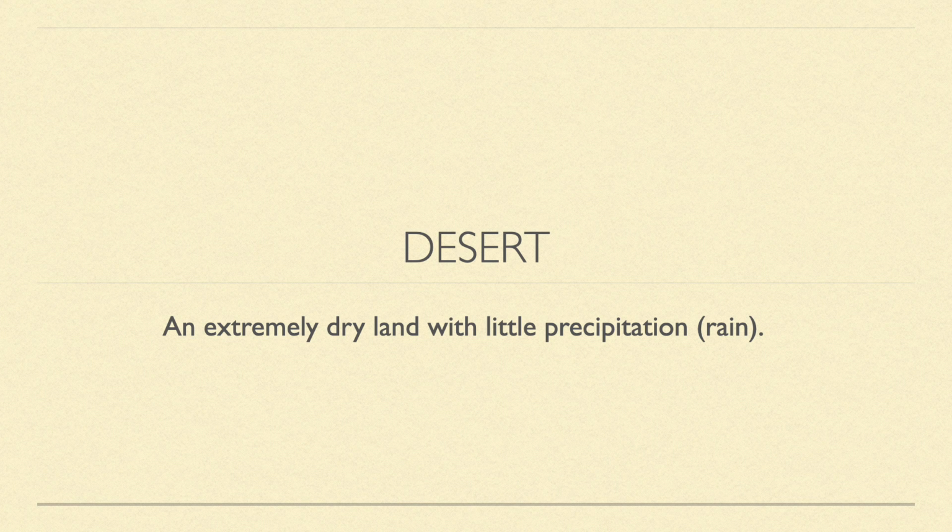So, what is the definition of a desert? It is an extremely dry land with little precipitation. That's a big word. That means rain. Okay? So it's going to be very, very dry, and the animals are going to adapt to that, and the plants are going to adapt to that.